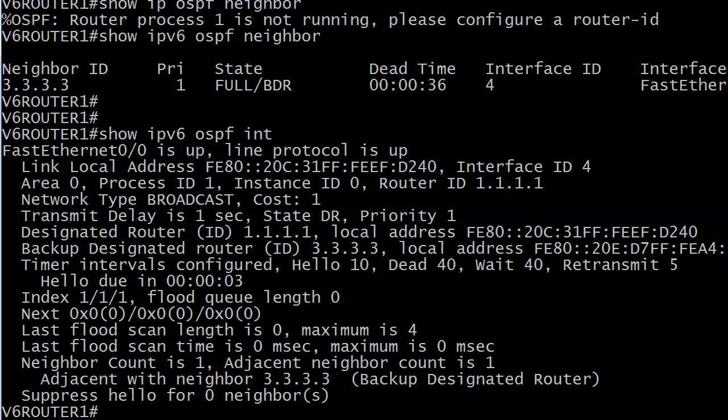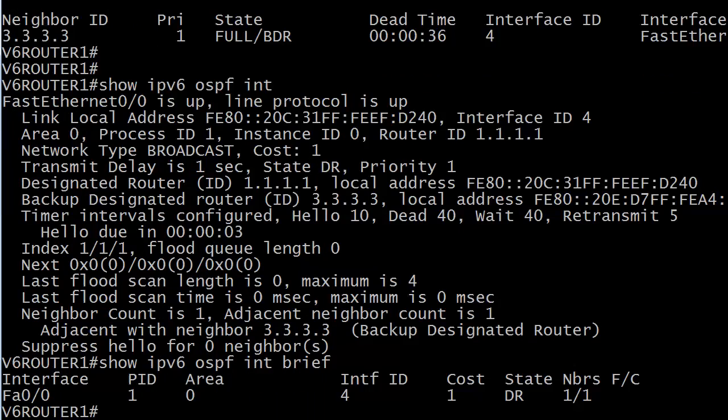If you want a briefer edition of this, there is an option to put brief at the end, and boy is it brief. I mean, it's really brief. It shows you the area, the cost of the interface, the priority, the state, and that's really about it. I don't run this one terribly often. I pretty much stick with show IPv6 OSPF interface.